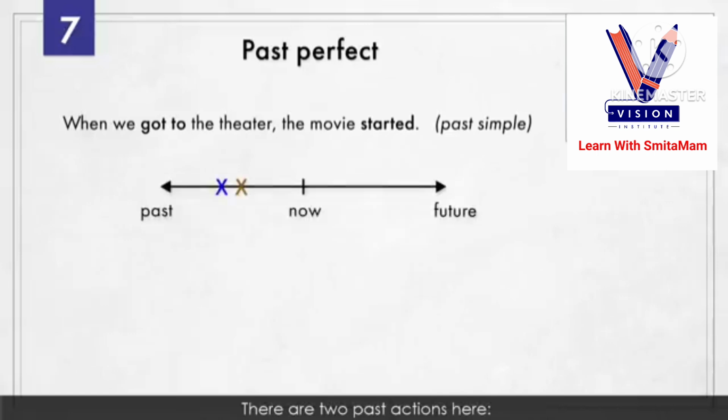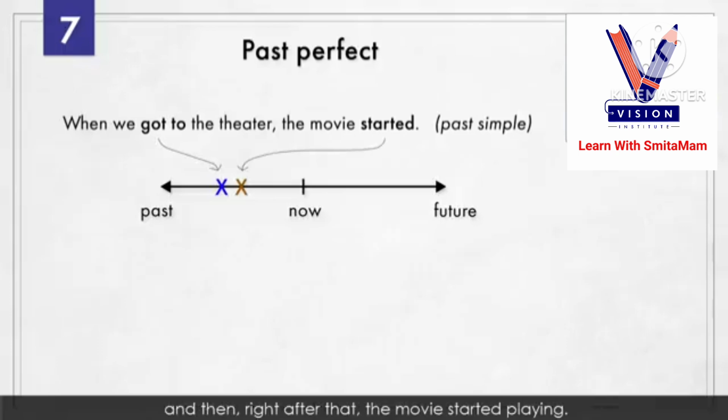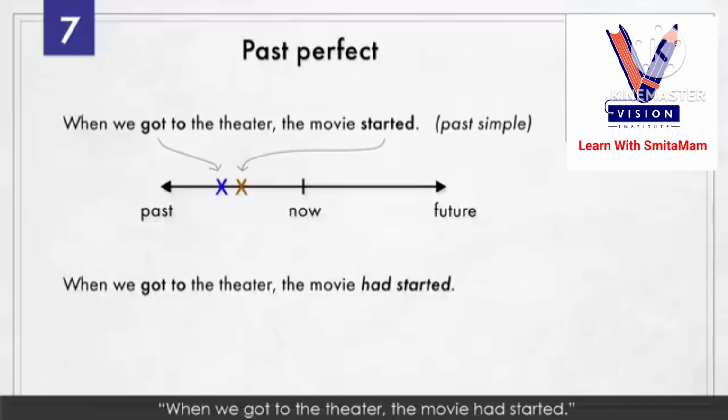There are two past actions here. Got to the theater, which means we arrived there, and the movie started. You can see in the timeline that we got to the theater first, and then right after that the movie started playing. But what about this sentence?